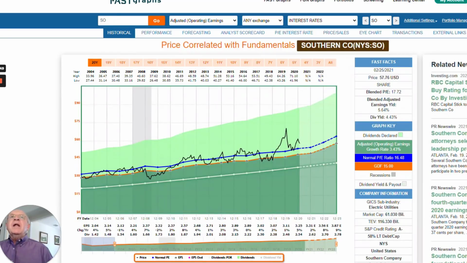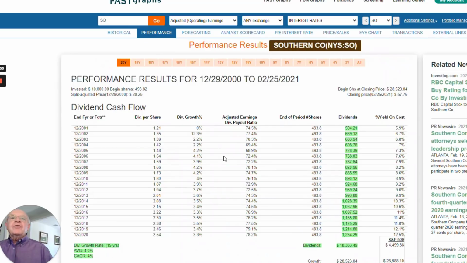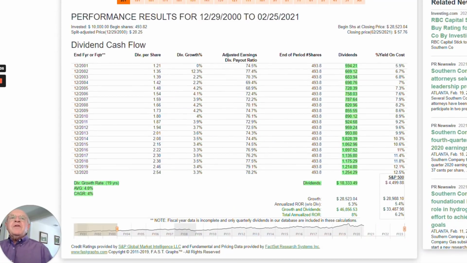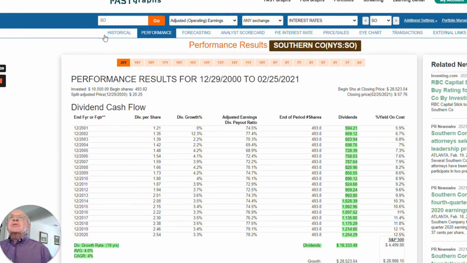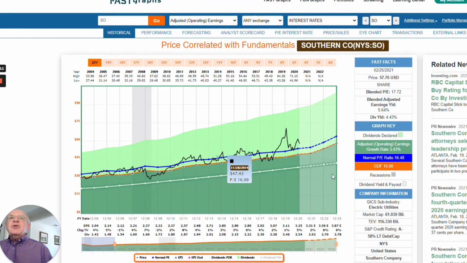Now, another example I want to show here is Southern Company, which is an electric utility stock. Very low growth, 3.4%. If I look at the performance of this company over this time frame, the growth rate was 5.3% in terms of capital appreciation. You end up making 8% because of dividends, but you can attribute that to high valuation. The stock only grew at 3.4%, but it started out fairly valued and it ended up overvalued. But the point is, interest rates had very little to do with that.